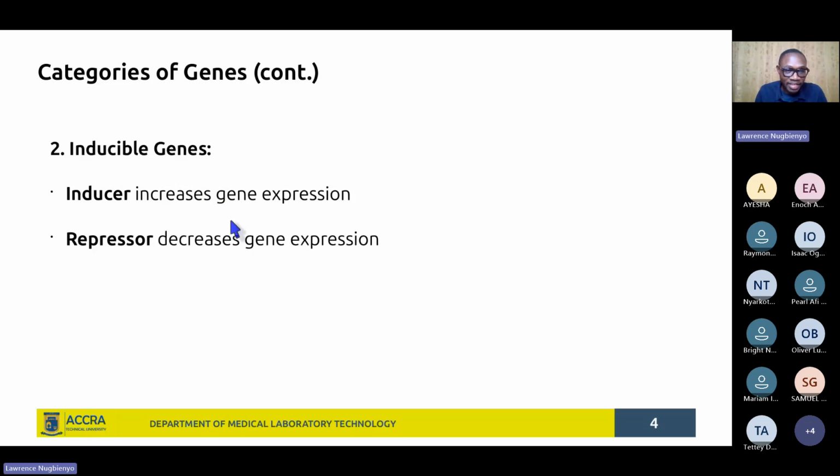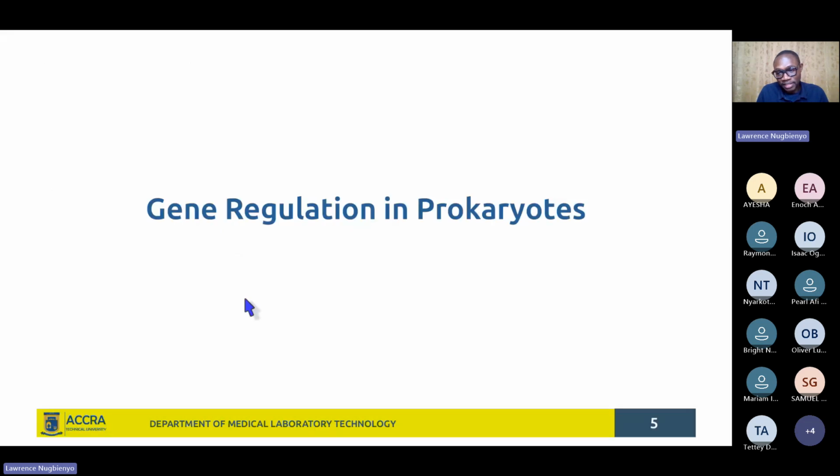Now that we have cleared our minds on these simple terms, we can now dive in to look at gene regulation. We'll take it into two major parts. We'll first look at gene regulation in prokaryotes briefly, and then we go on to look at gene regulation in eukaryotes.